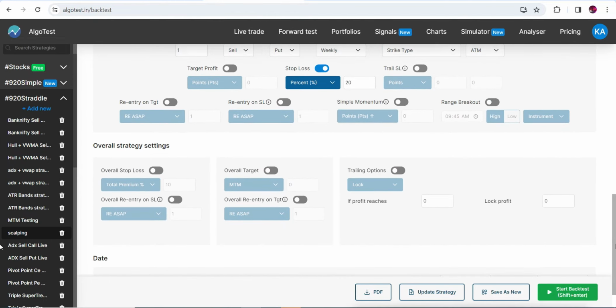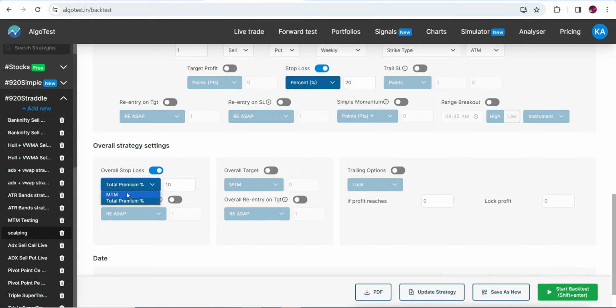Now let's discuss the overall strategy settings. So what are the overall strategy settings? Overall strategy settings means these settings apply on all the legs of the strategy, that is, the overall strategy. So let's first discuss overall stop loss. We can also call it combined stop loss.